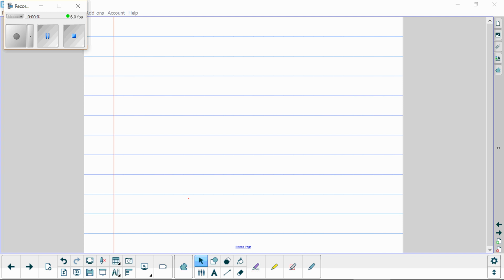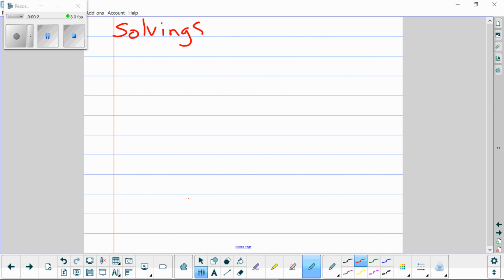Okay, so we're finally ready to move past graphing systems in order to find the solution. So now we're going to be doing solving systems of equations using algebra.